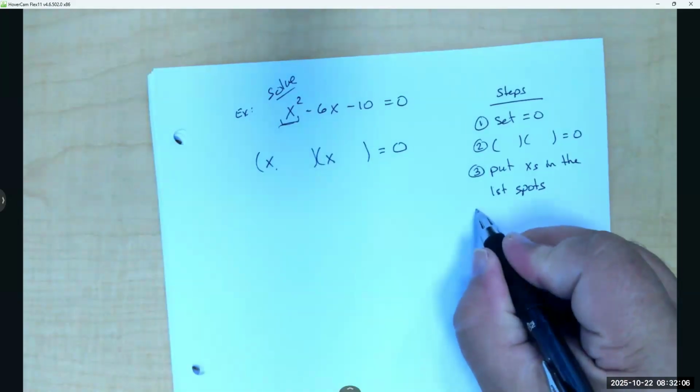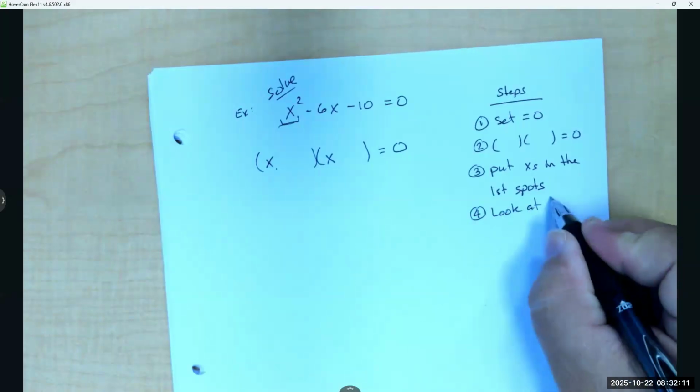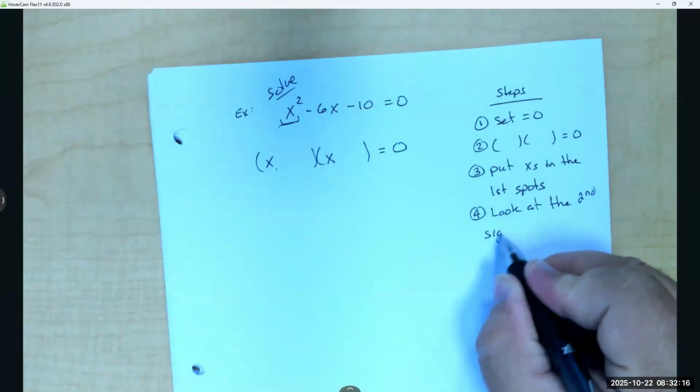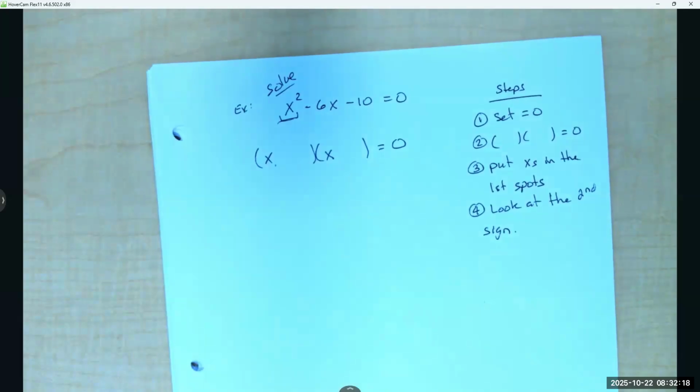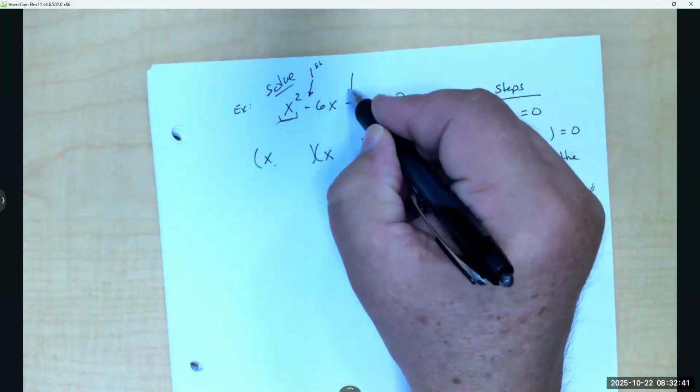The next thing we look at is the second sign. What is the second sign in this example? What's the second sign? Yeah. What's the first sign? This is the first sign. This is the second sign.